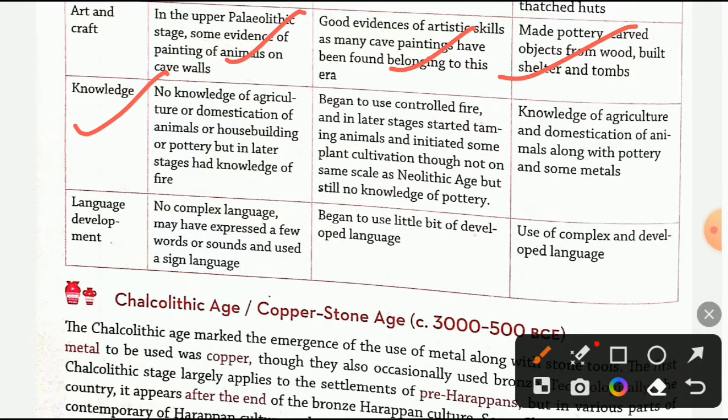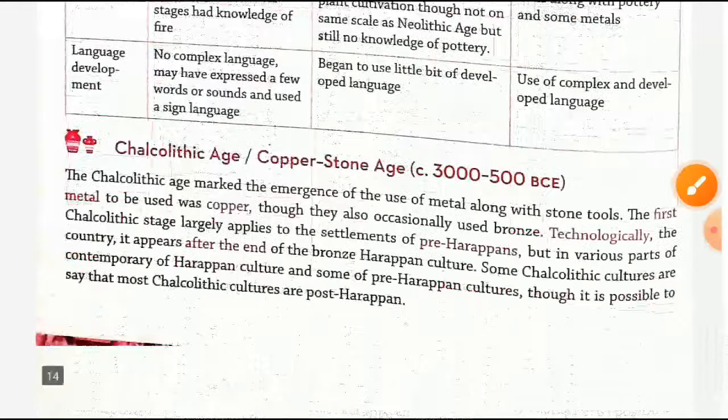No knowledge of agriculture or domestication. Knowledge of agriculture and domestication started in the Neolithic. Not started yet, but it got prominent. Here it was started. So these are the important differences.